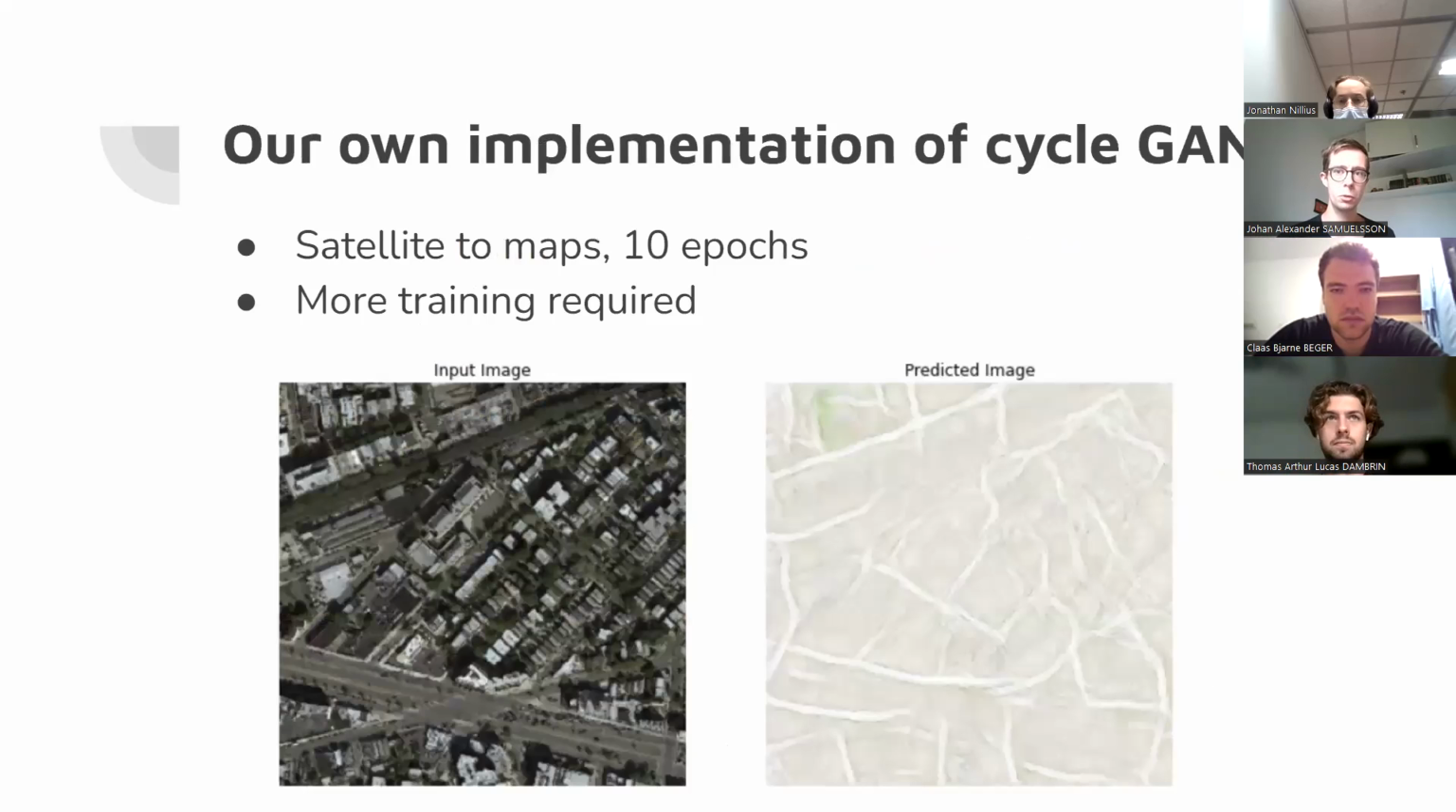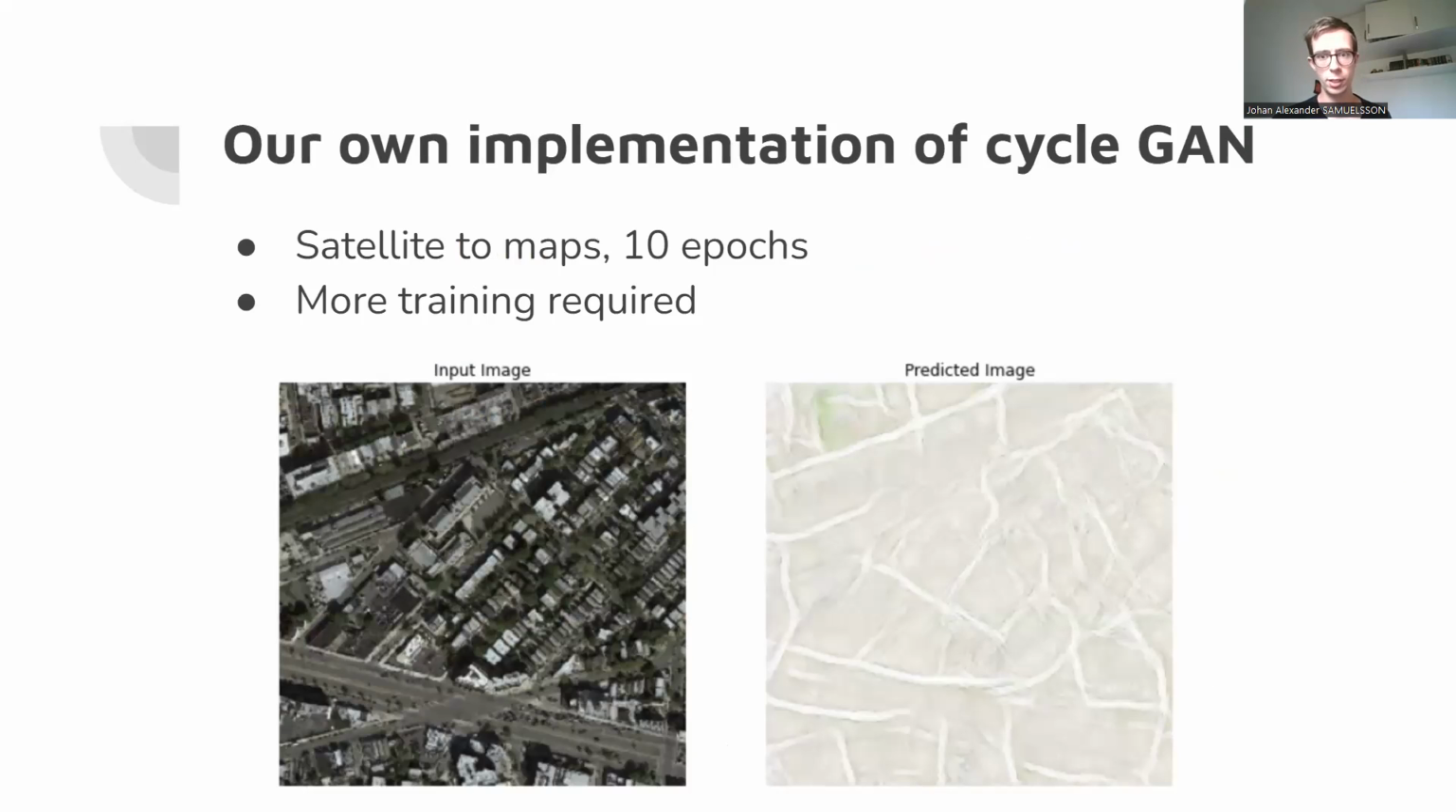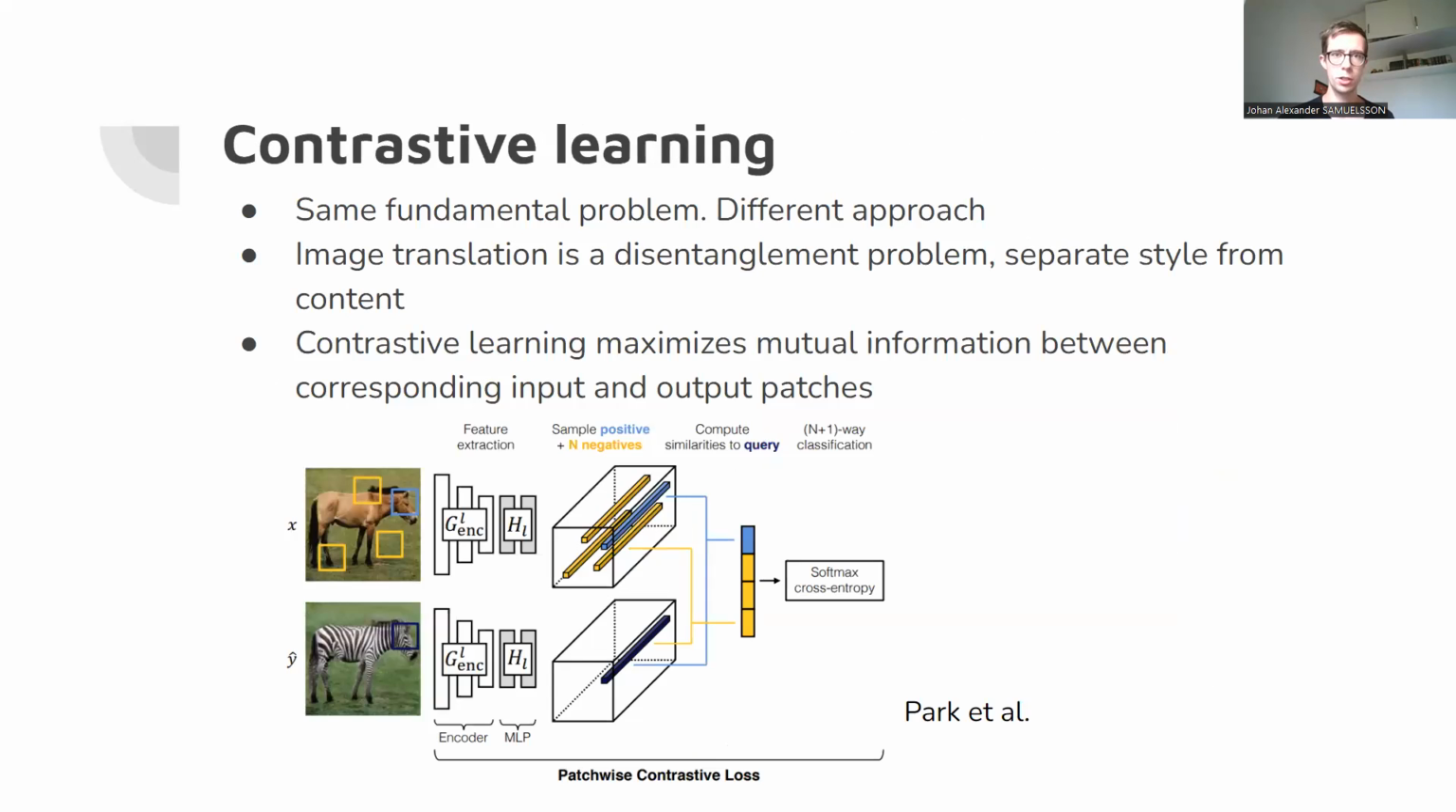We implemented our own CycleGAN, which did the satellite to maps for 10 epochs. As we can see, the results require a lot more training, but because training is quite slow, we didn't really have time for that. And training with CycleGANs is slow, as I said, so that's where we also looked at another method, which is contrastive learning. The fundamental problem is the same, but the approach is different.